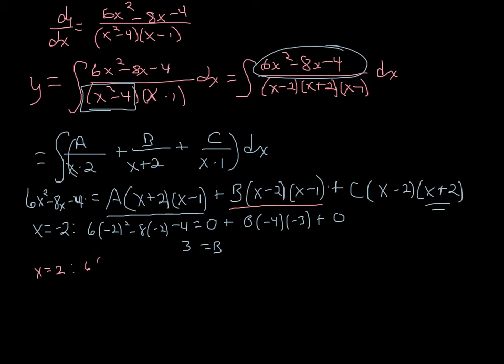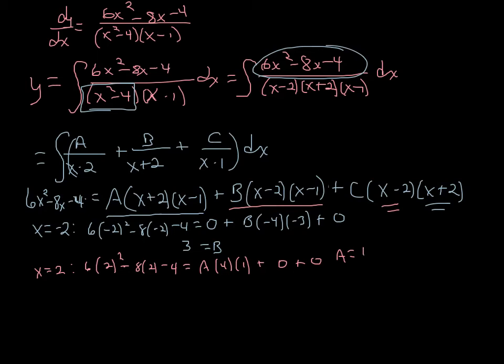Okay, so then we'll have 6 times 2 squared minus 8 times 2 minus 4 equals, and then the first term, that would be A times 4 times 1 plus, and the B term will go to 0, plus, and then look, when we plug in 2, C will go to 0 also. So this is really nice because each term will end up canceling out. When you choose the right x value, it'll cancel out the other two terms. Okay, and so when we do the arithmetic here, we're going to end up with A equal to 1.